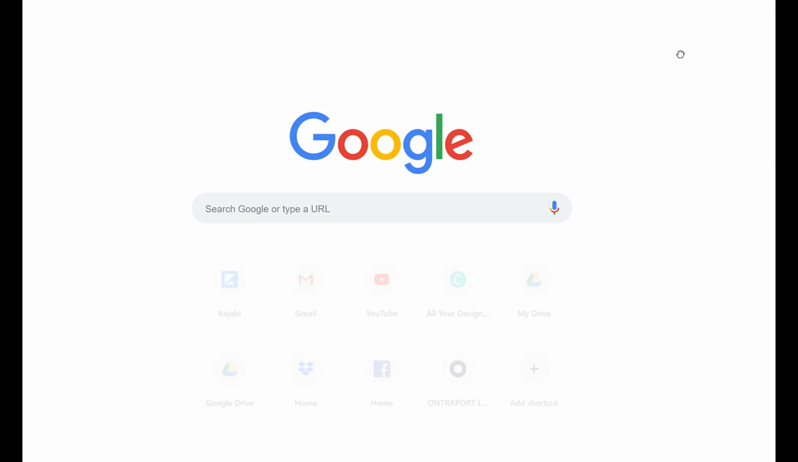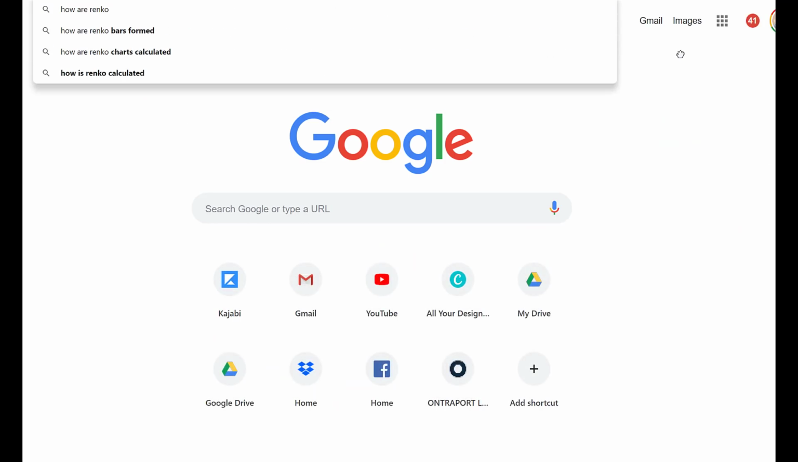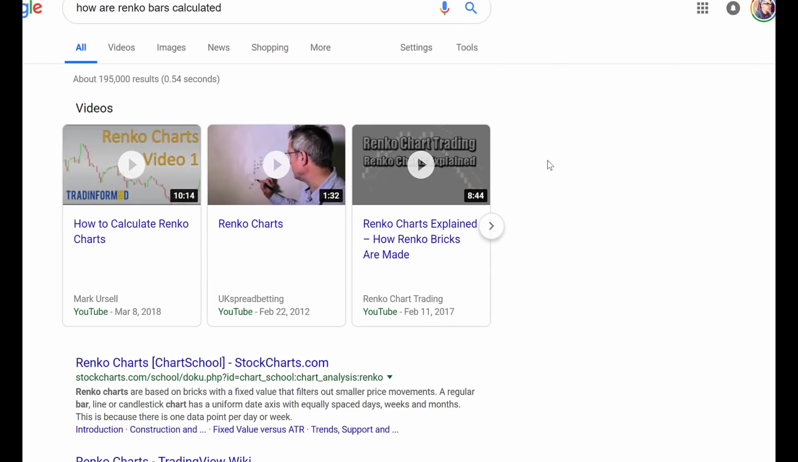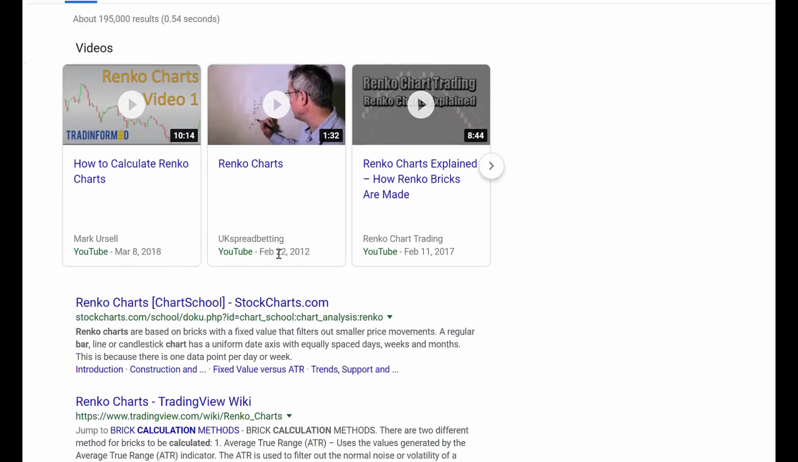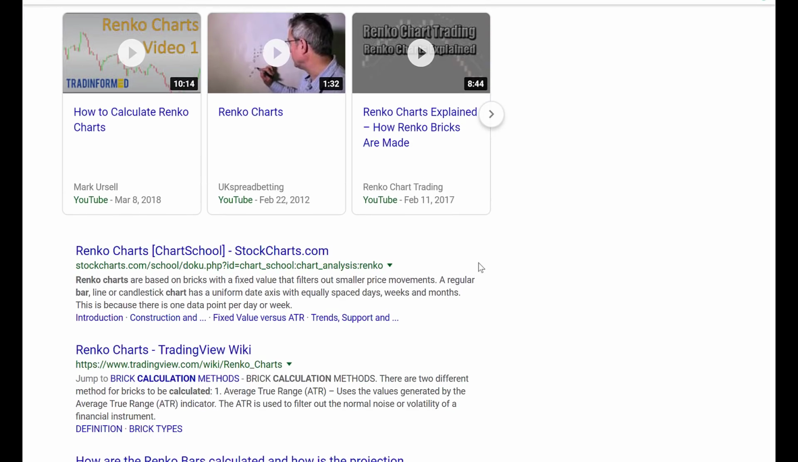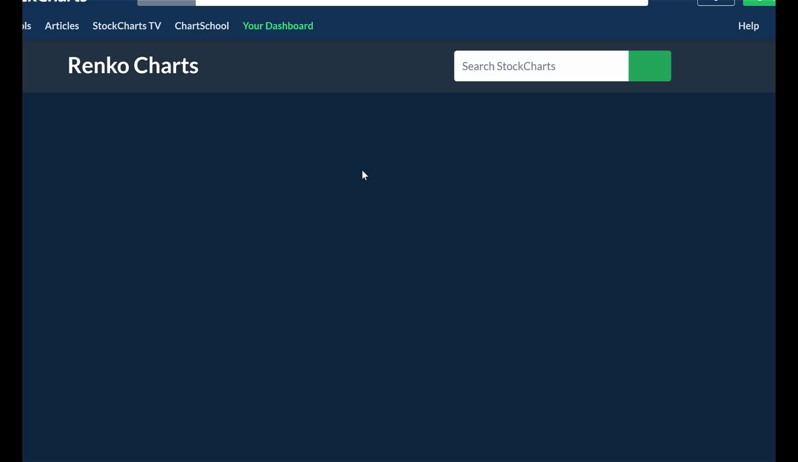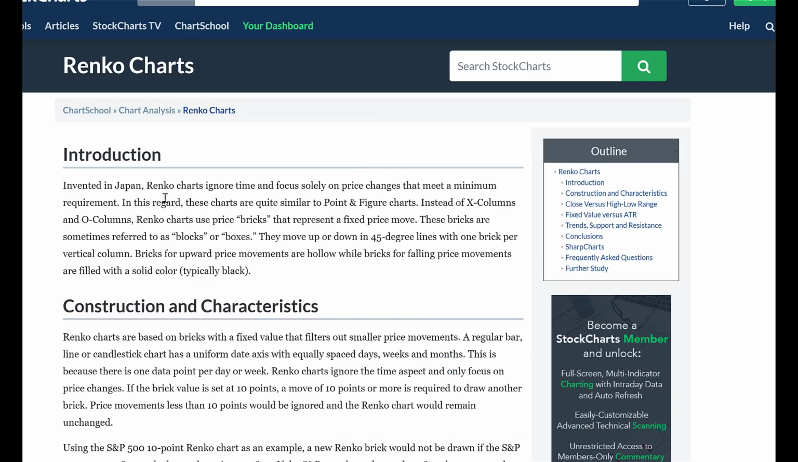How are Renko candles made? How are Renko bars calculated? I just Googled it. Renko charts, chart school, stockcharts.com. Invented in Japan. Renko charts ignore time and focus on price changes that meet a minimum requirement.